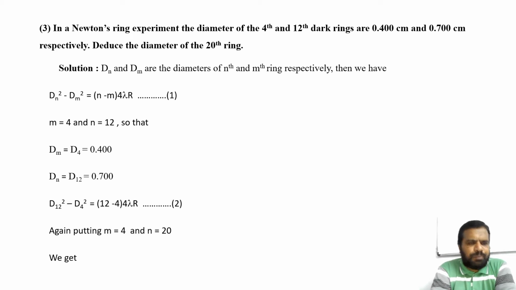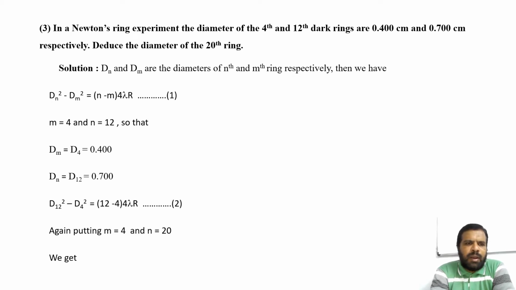Problem number 3. In a Newton's ring experiment, the diameter of the fourth and 12th dark rings are 0.400 centimeter and 0.700 centimeter respectively. Deduce the diameter of the 20th ring.